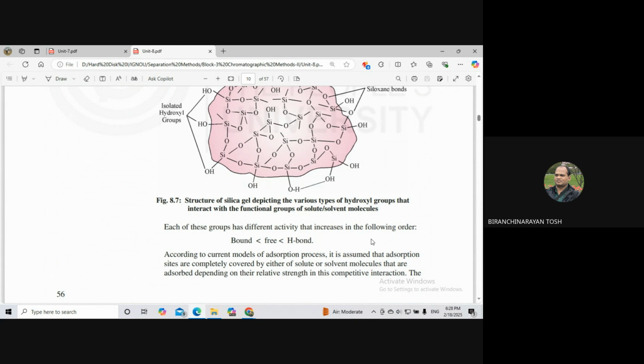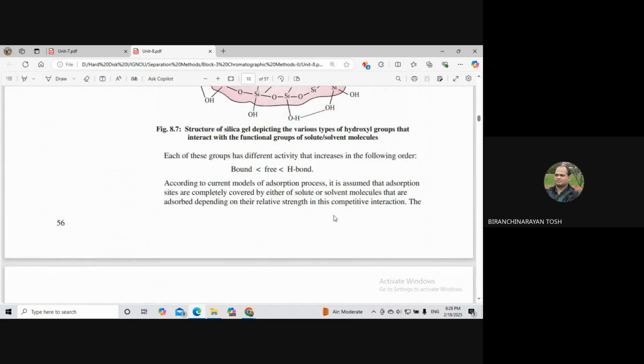So adsorption chromatography is less influenced by differences in molecular weight but certainly more by functional groups. For compounds of low to moderate polarity, adsorption chromatography often makes possible the separation of complex mixtures into classes of compounds with similar chemical functionality. Then this is on adsorption chromatography.